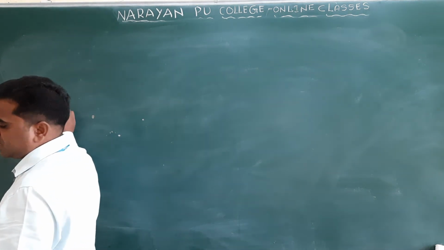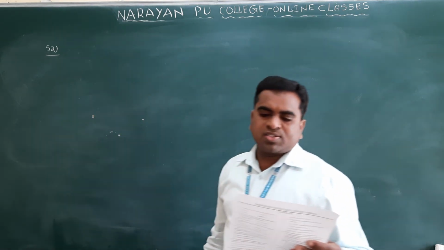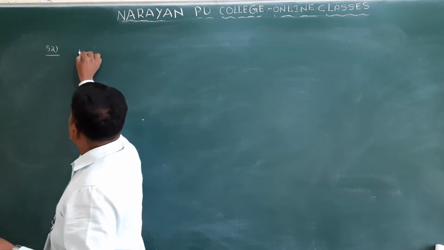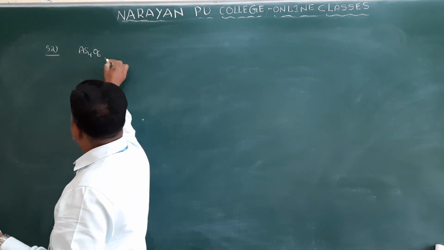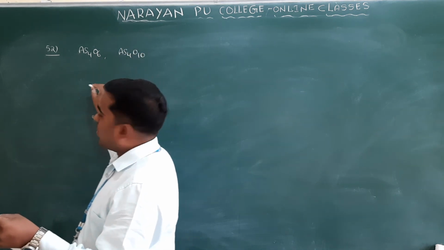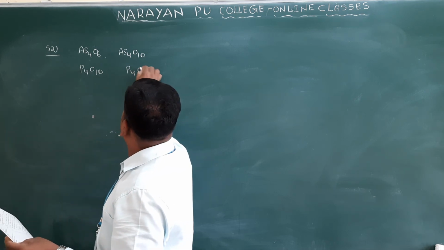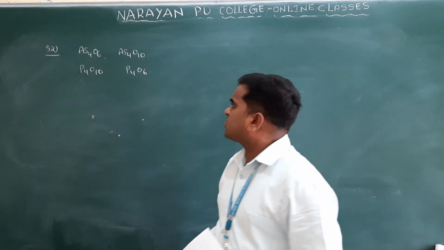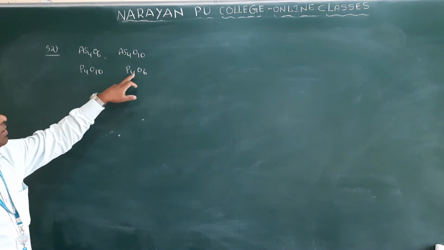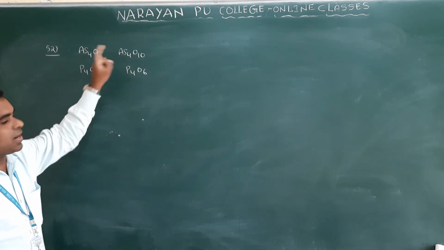So next one is 52. Which of the following oxides will be the least acidic? They have mentioned As4O6, As4O10, P4O10, and P4O6. This is a very easy question. You know that these are phosphorus pentoxide, phosphorus trioxide, arsenic trioxide, and arsenic pentoxide.